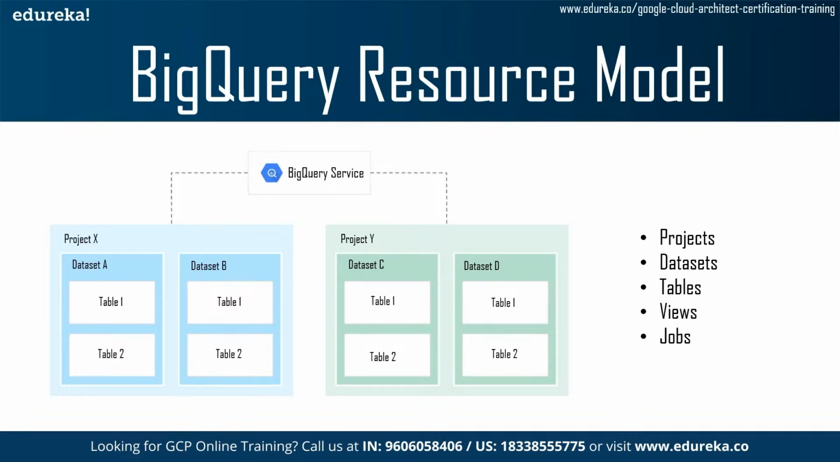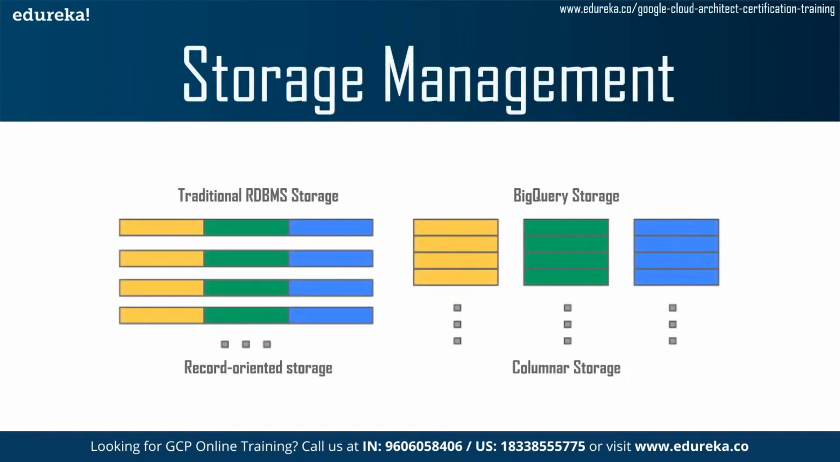Then there are tables, which are collections of columns and rows stored in managed storage and defined by a schema with strongly typed columns of values, and they also allow access control at table level and column level. The next is views, which are virtual tables defined by SQL query, and it allows access control at view level. And the last one is jobs. These are actions run by BigQuery on your behalf, like load data, export data, copy data or query data jobs, which are executed asynchronously.